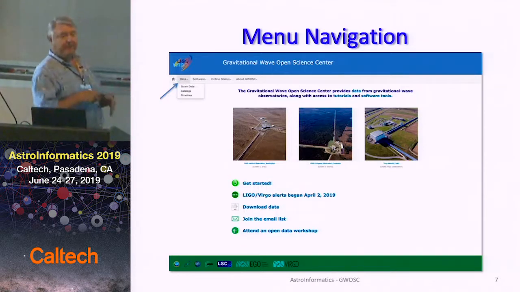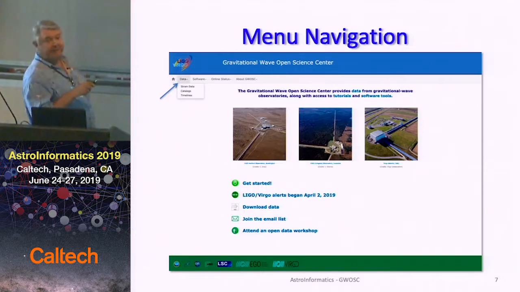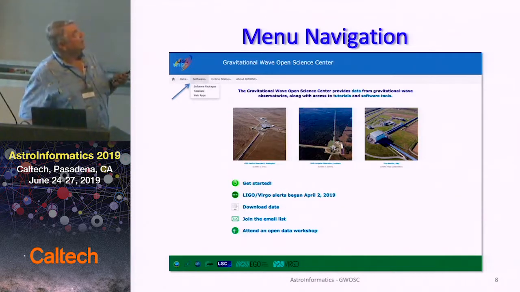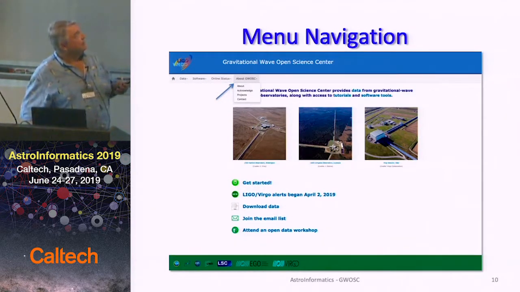We don't have Siri or Alexa or anything like that, so you have to use a mouse and point and click. But the main navigational features of the website are at the top here. We group things into 4 categories: data, software, online status, and about GWOSC.